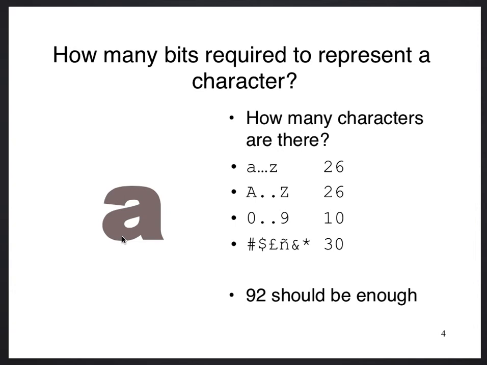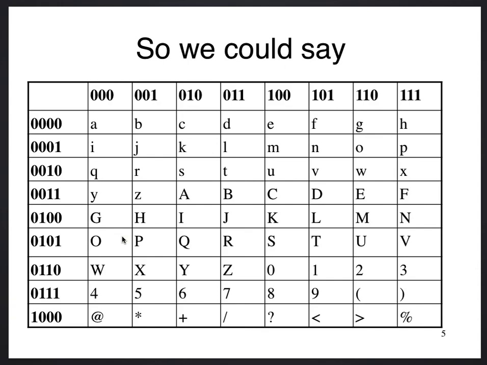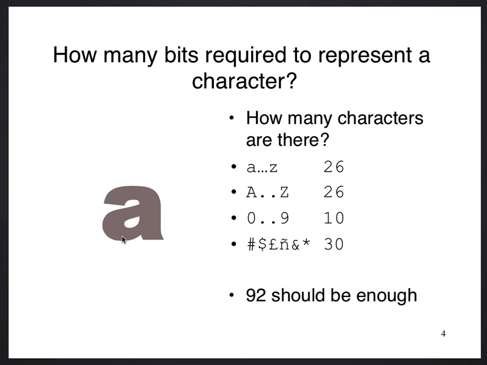So if we had 92 characters in our character set, how many bits would we need to send messages? 7, I think. Because 6 bits would only give you 64, which isn't enough, although at a pinch you could probably make do with 64. 7 bits would give you 128, and 8 bits would give you 256. So I think 7 bits would be loads.